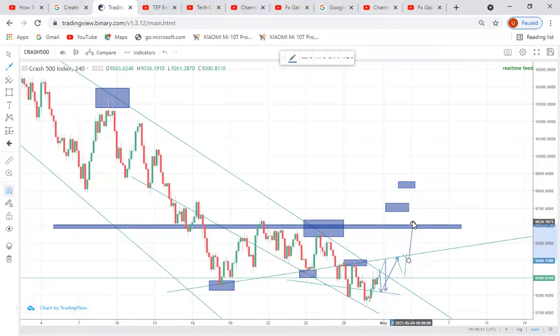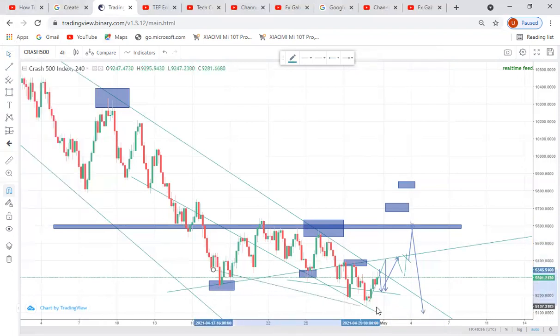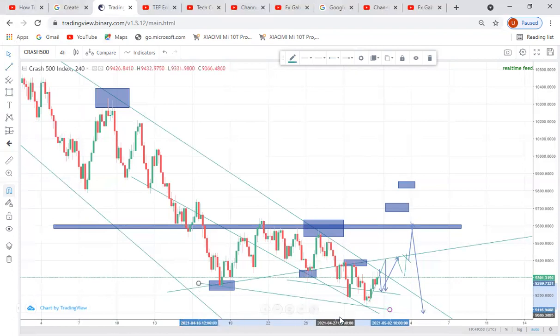We might have price coming back up to this level, back here, because that's a major resistance. Then possibly sell or buy continues. So that's it for now on the Crash 500 analysis. That is that. So you can see how I do my analysis.